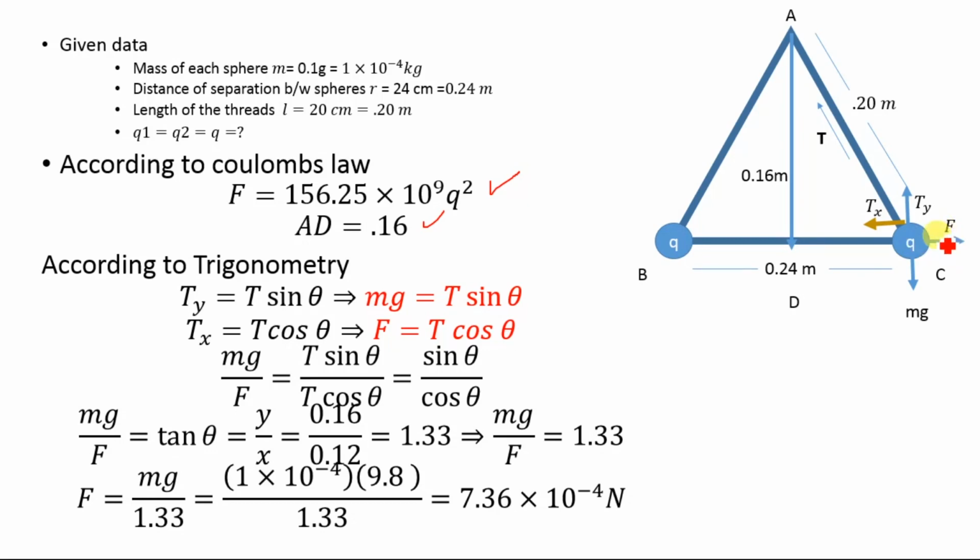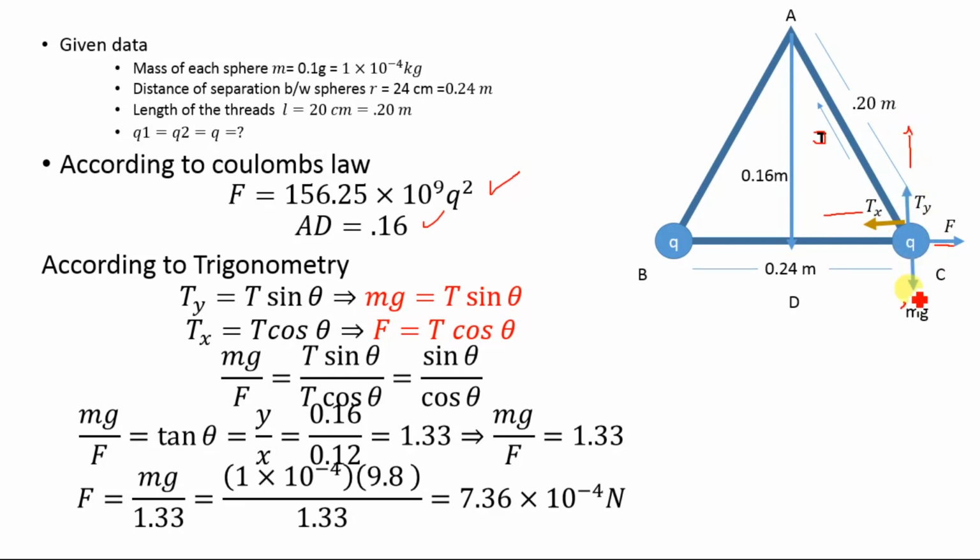Force F is the force of repulsion due to this second charge, and the direction of this force is along the positive x-axis. This force F is balanced by the x component of tension T in this thread. This tension T has two components. One is the x component along this direction, and one is the y component, which is along the y-axis.